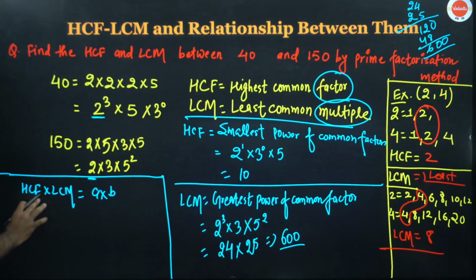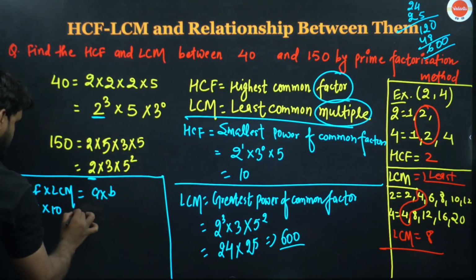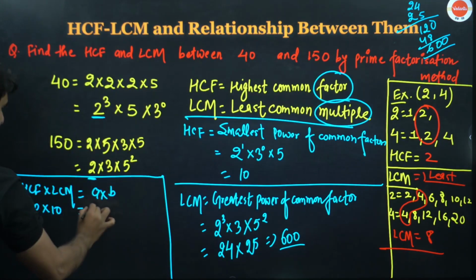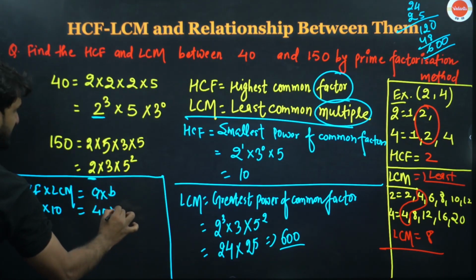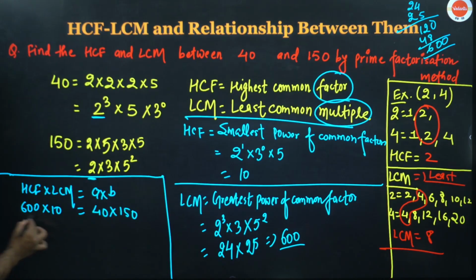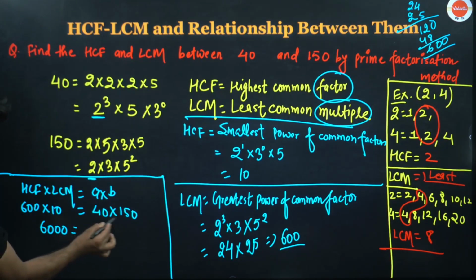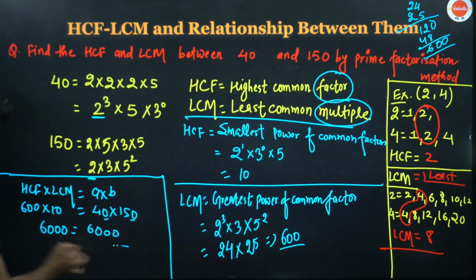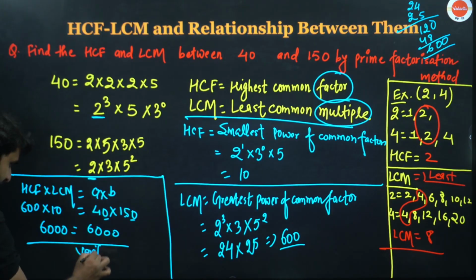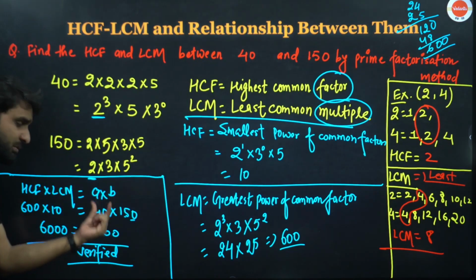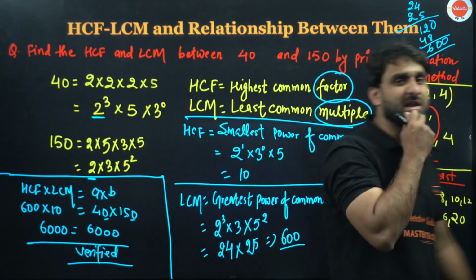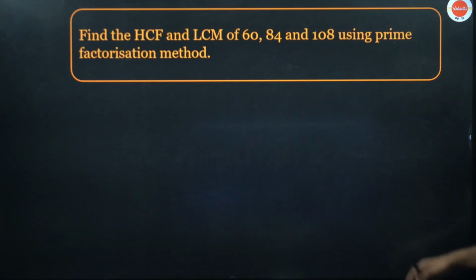Let's prove it. So the HCF we have is 600 and the LCM we have is 10. The first number is 40 and the second number is 150. Now multiply: 600 into 10 will be 6000. And here 15 times 4 is 60, and two more 0s. Hence verified, that the product of HCF and LCM is equal to the product of the numbers themselves. Clear everyone? Moving ahead.